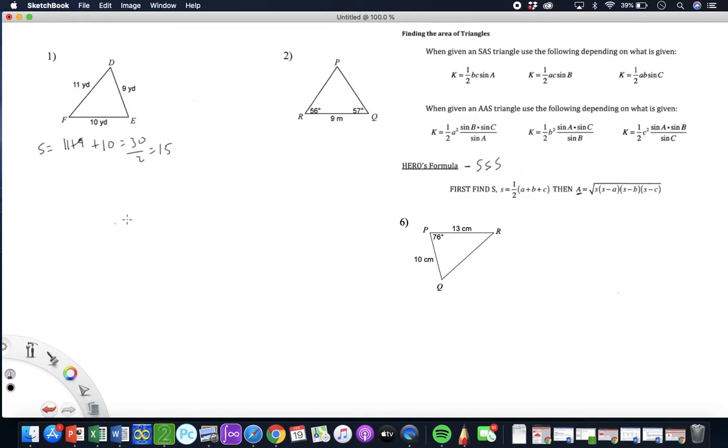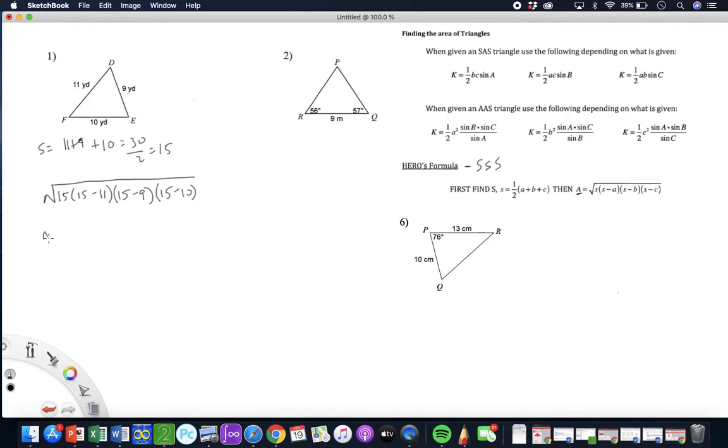All right. So wherever I see an s now in the second step, I'm going to put 15. So we have the square root of 15, and then we're going to subtract all sides from that 15. So we've got 15 minus 11, then 15 minus 9, then 15 minus 10. What I've done here is, again, following the formula. It doesn't matter what you call A, B, or C. It's just all the side lengths, in no particular order.